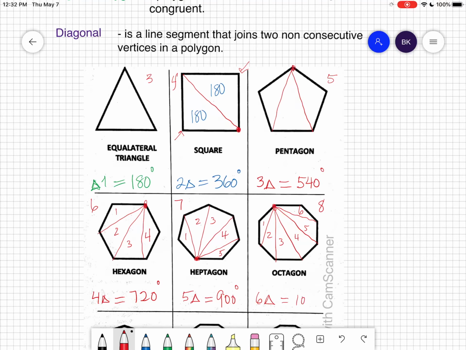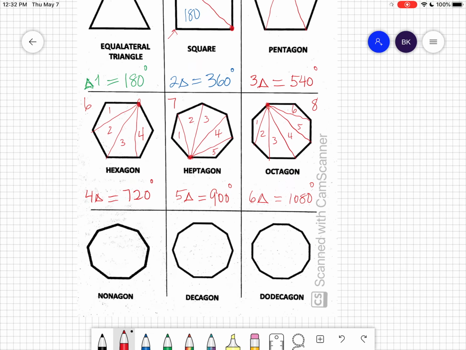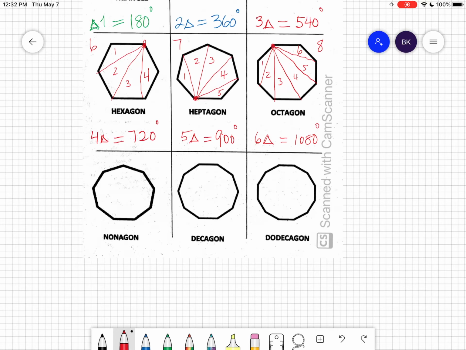6 triangles, and that would be 1080 degrees. Moving on to the last 3, we have nonagon. Nonagon has 9 sides. We have decagon that has 10 sides, and then the dodecagon has 12 sides. Okay, I kind of skipped 11, which is fine.